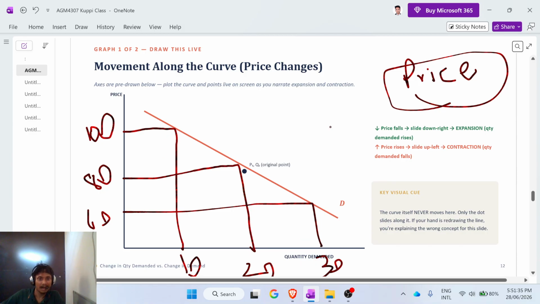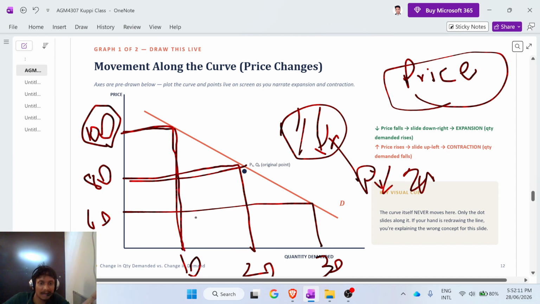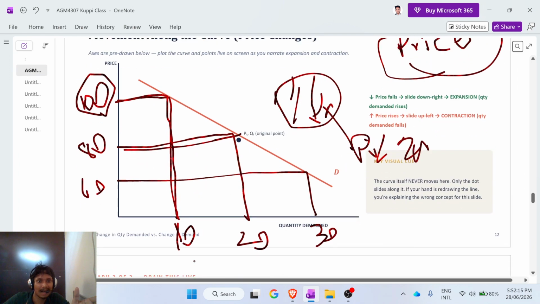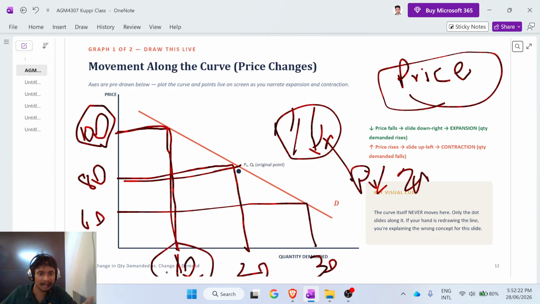For example, pizza. Yesterday the price of the pizza was 100 rupees. Today they give a special offer on pizza. Now the price of the pizza is 80 rupees. Therefore, earlier when the price was 100 rupees, mostly if the price is very high, only very few people, for example 10 people, will buy the pizza for 100 rupees. Only 10 people will buy.